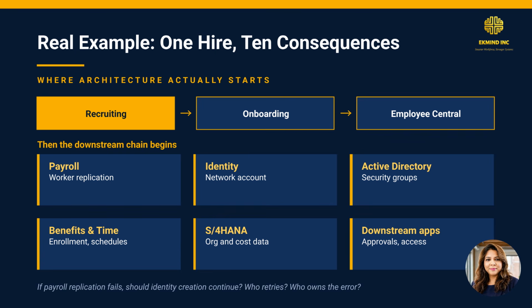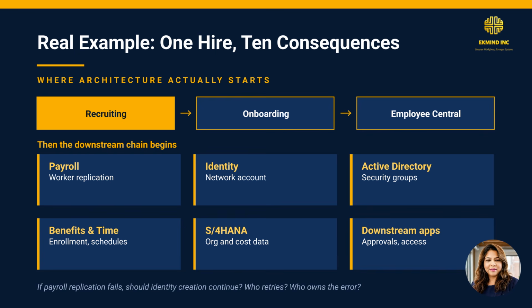Let's take something that sounds simple, hiring an employee. The recruiter completes the hiring process, the employee enters onboarding. The new hire arrives in Employee Central. Sounds finished. But from an architecture perspective, the process may have just started. Employee Central creates the worker record. Then employee data goes to payroll. Employee data goes to identity management. Identity creates the network account. Information goes to Active Directory. Security groups may be assigned. Data goes to benefits. Data may go to a time system. Data may go to S4. Organizational information may go to downstream applications. The manager relationship may determine approval somewhere else. Suddenly, one hire transaction creates perhaps 10 downstream consequences.